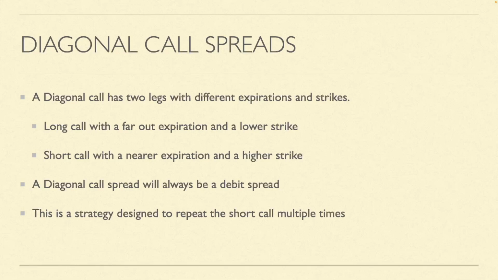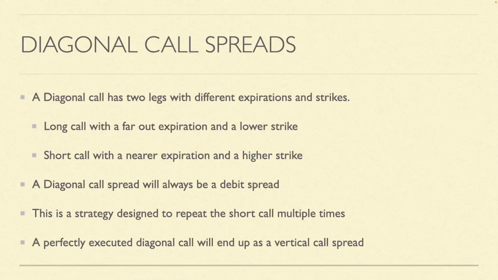This strategy is designed to repeat the short call multiple times. And a perfectly executed diagonal call will end up as a vertical call spread. What is a perfectly executed diagonal call? When each of the short calls expires worthless and the stock price has appreciated such that the long call can be sold for a profit.